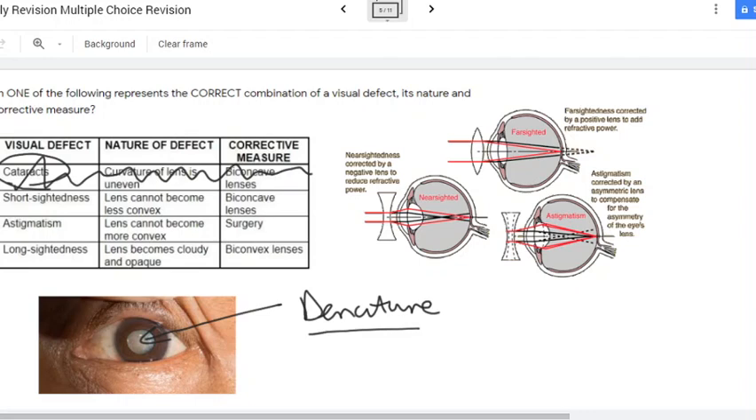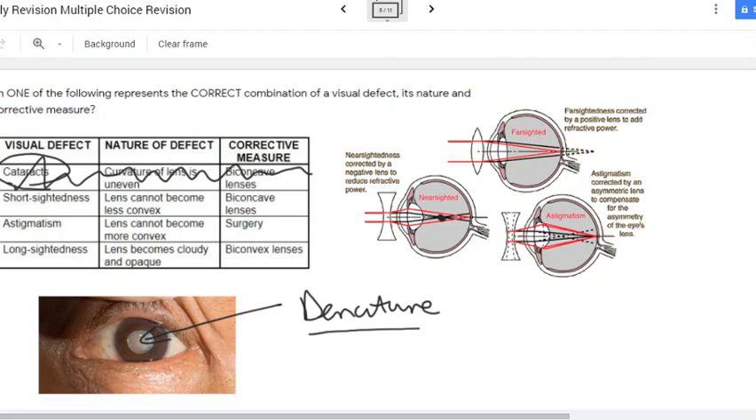People, then, the next one says short sight of this, okay? Lens cannot become less convex. Okay, so there's your short-sightedness, nearsighted, we also call it, and it cannot become less convex. You can see it's nice and fat over there, and because the lens is nice and fat, the focus is in front of the retina instead of on the retina.